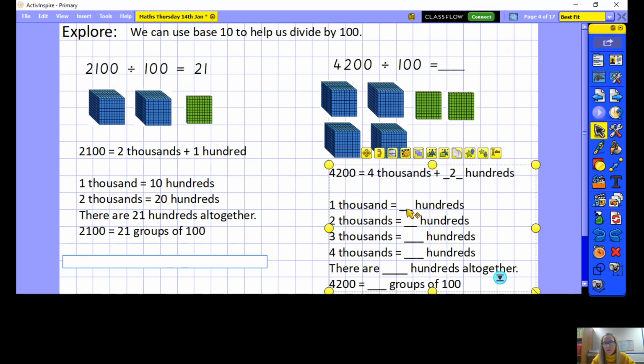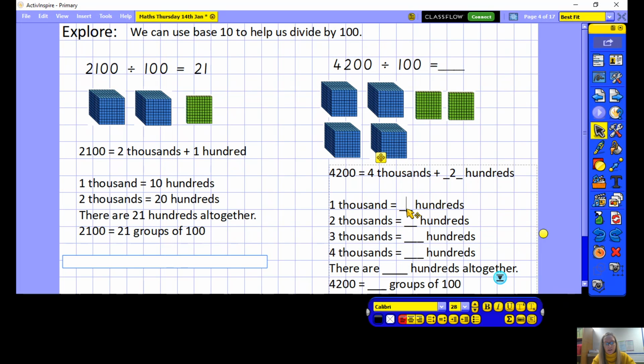1,000 is equal to how many hundreds? Yes, that's right, it's 10 hundredths. So 2,000 is equal to how many hundreds? Yeah, it's 20 hundredths. And 3,000 is equal to how many hundreds do you think? Right, it's 30 hundredths. So 4,000 are equal to 40 hundredths. So we've got 40 hundredths in 4,000 plus these 2 extra hundreds here.